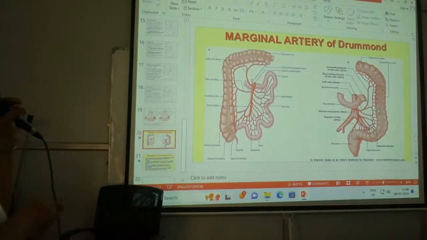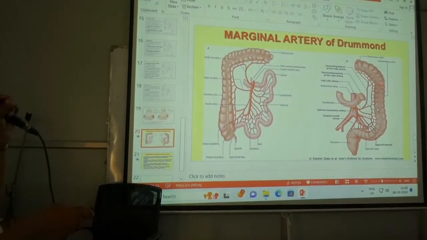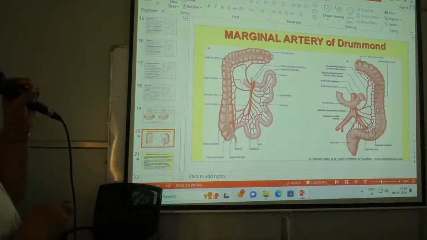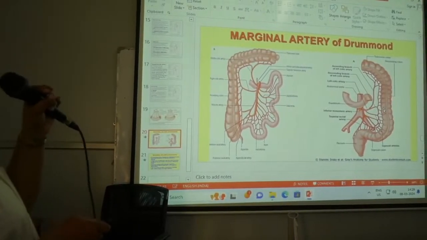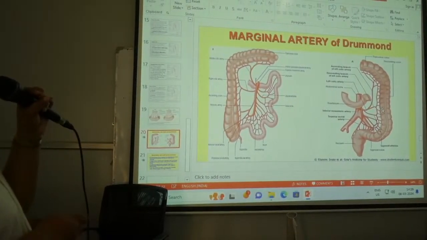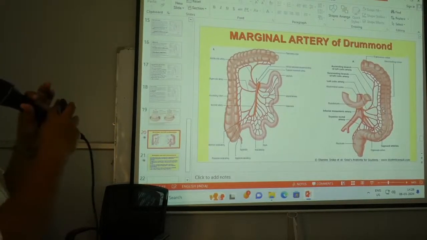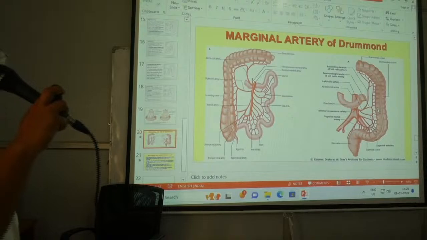So all these arteries, they are together forming a continuous anastomosis around the large gut. And from this anastomosis, these vasa recta are entering to supply the large gut. This continuous anastomosis, this is known as marginal artery of Drummond. Okay, this is very frequently asked in your viva. What is marginal artery of Drummond?